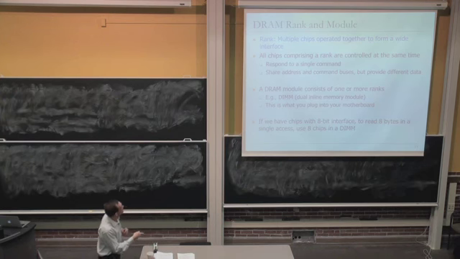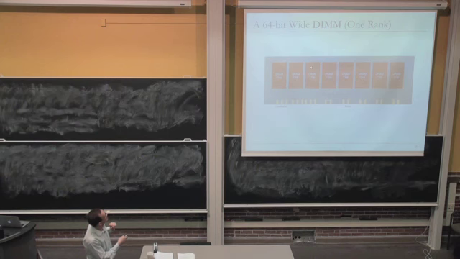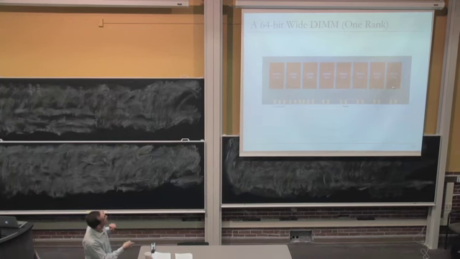Okay, I already told you this. So what does a DIMM look like? Basically, you have DRAM chips, and you put 8 of these together to form a wide interface. In this case, I'm showing one rank here.